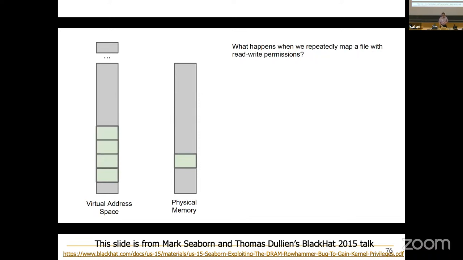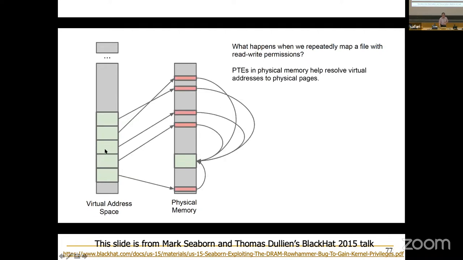Okay, so what happens when we repeatedly map a file with read-write permissions? You get more page table entries. You get more page tables, essentially, because this is the same file, yes, but whenever you map it again, it acts as if you have different page tables that are needed, because you modify them using different streams, if you will. So basically, you get many, many page tables in memory, right?